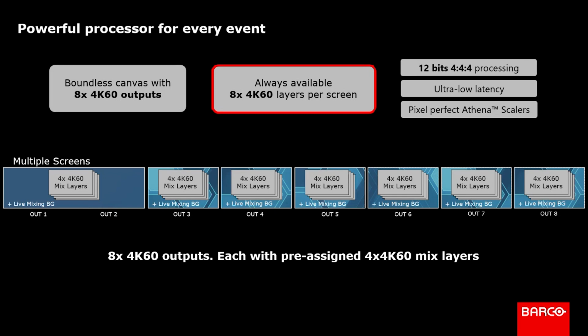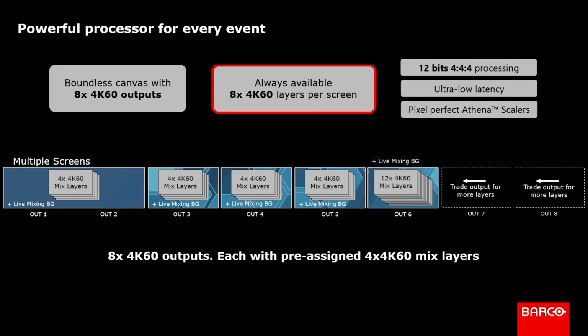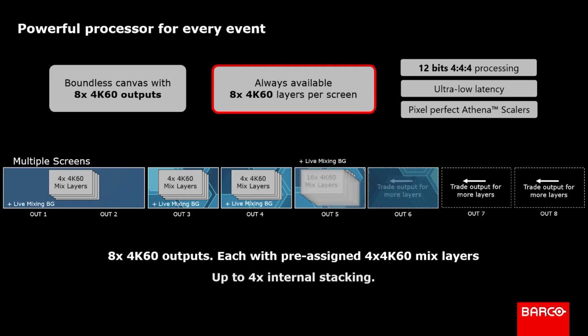Now, if we take a look at this slide, what this is going to show us is our layer system can actually be stacked, right? What does that mean? That means that we can steal layers from one output and give them to another. And we can actually do that up to 4 times. Stack 3 times for 4 times the amount of layers. So you see it went from 4, 8 to 12 to 16 layers.